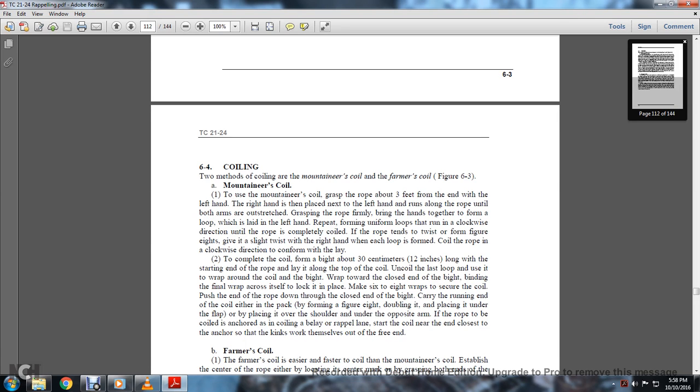If the rope tends to twist or form a figure 8, give a slight twist with the right hand when each loop is formed, and coil the rope in a clockwise direction to conform with the lay.